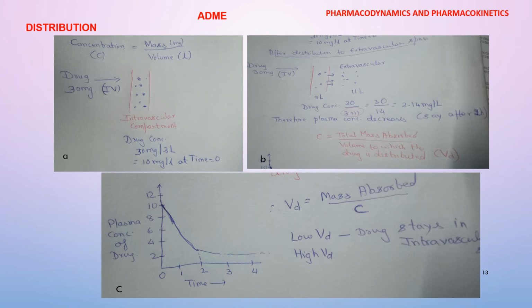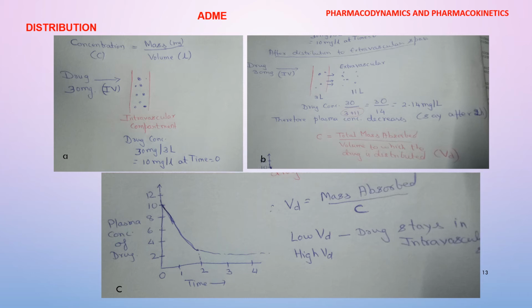Figure B. With time, the drug passes from the intravascular system to the extravascular system. That is, the 30 mg of drug is now distributed in 14 liters of body fluid. Thus, the concentration of the drug in the blood plasma decreases, and in an ideal condition, it would be 2.4 mg per liter, that is, 30 mg of drug distributed in 14 liters. So, the concentration is 30 divided by 14.